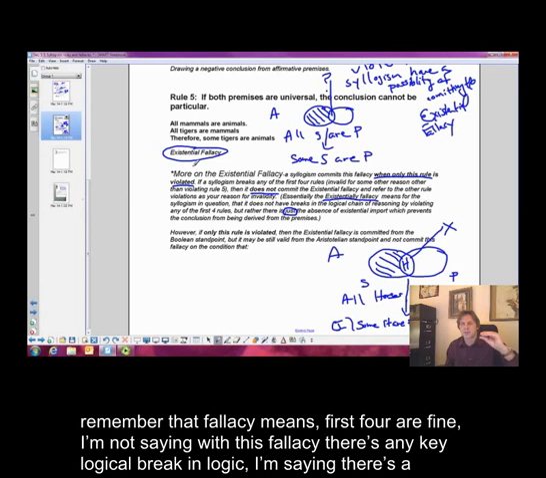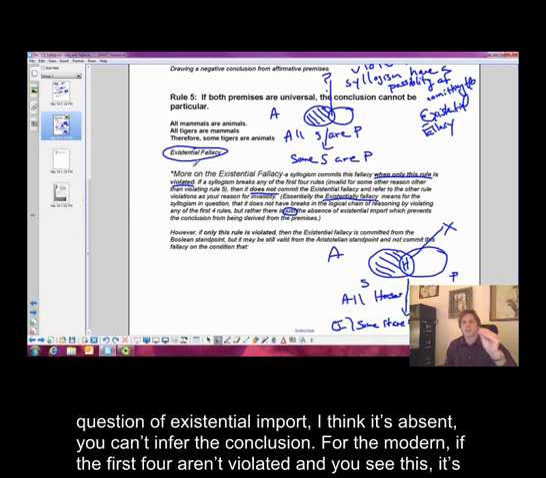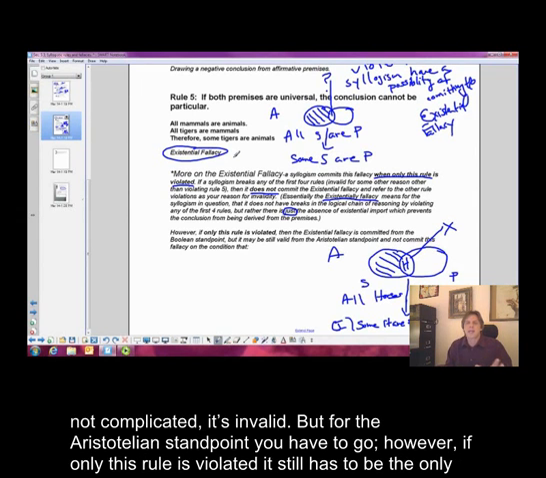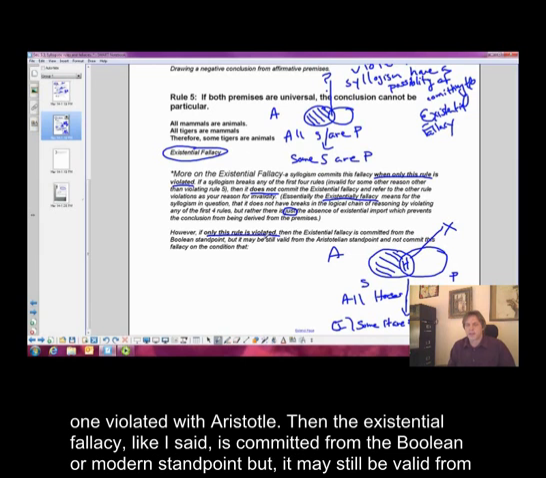I'm not saying with this fallacy there's any key logical break in logic. I'm saying there's a question of existential import. I think it's absent. You can't infer the conclusion. For the modern, if the first 4 aren't violated and you see this, it's not complicated, it's invalid. Okay? But for the Aristotelian standpoint, you have to go, however. If only this rule is violated, it still has to be the only one violated with Aristotle, then the existential fallacy, like I said, is committed from the Boolean or modern standpoint.